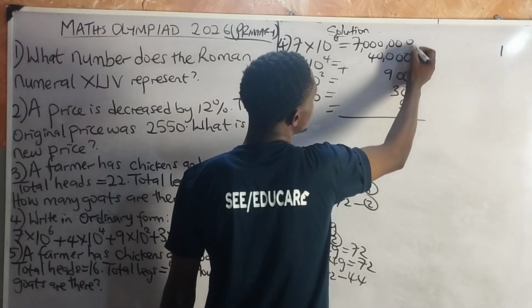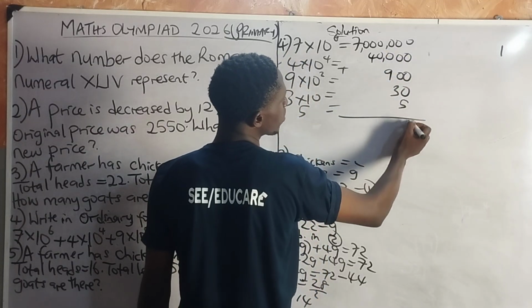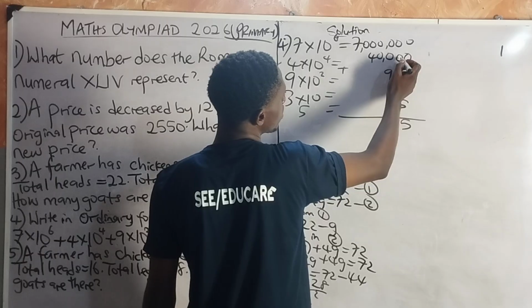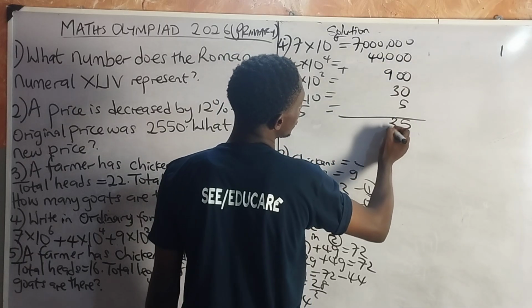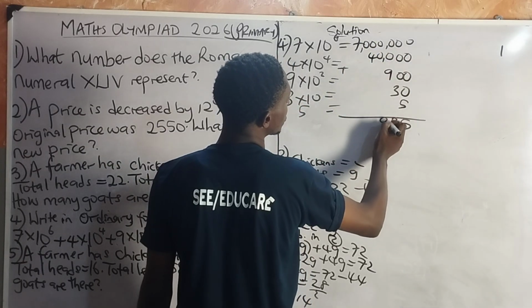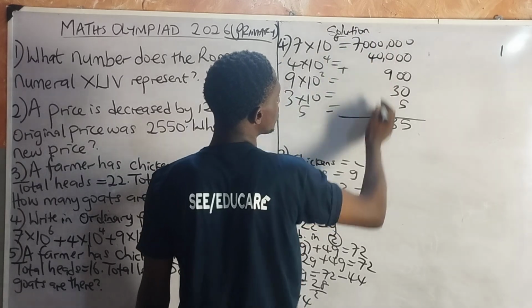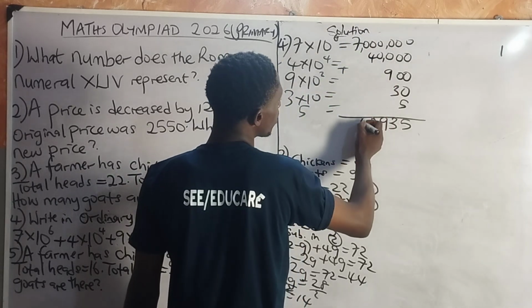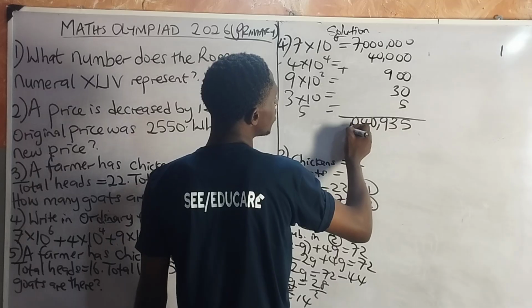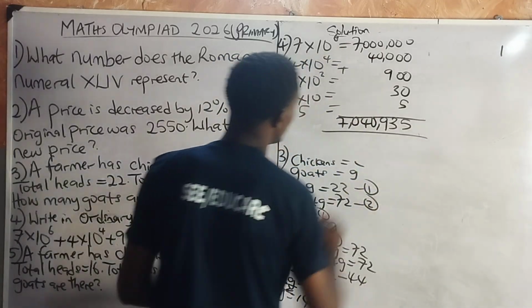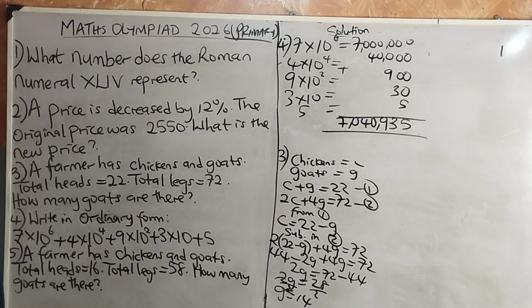Let's add. 0 plus 0 plus 0 plus 0 plus 5 is 5. 0 plus 0 plus 0 plus 3 is 3. 0 plus 0 plus 9 is 9. You put your comma. 0 plus 0 is 0. 0 plus 4 is 4. You bring down 0. You bring down 7. So this should be the answer.